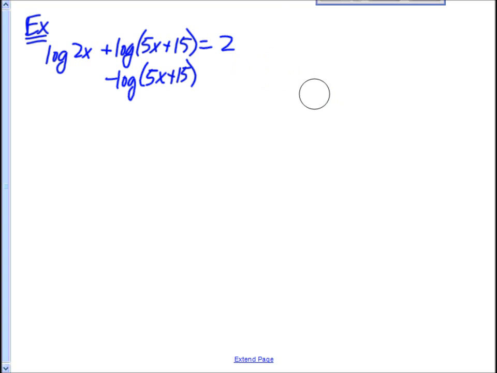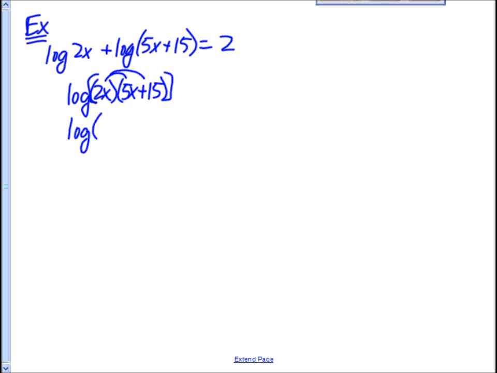So if you're going to have logs, you want 1 on one side, 1 on the other, hopefully the same base, and then you can invert them. So what you're going to do here is say, well, they're both base 10. I got a plus between those. Why don't we use the old product property from last section? So I got log of 2x times 5x plus 15, so I have the log of this whole thing here. And then, of course, I'm going to distribute that. So I got log of 10x squared plus 30x, and that equals 2.